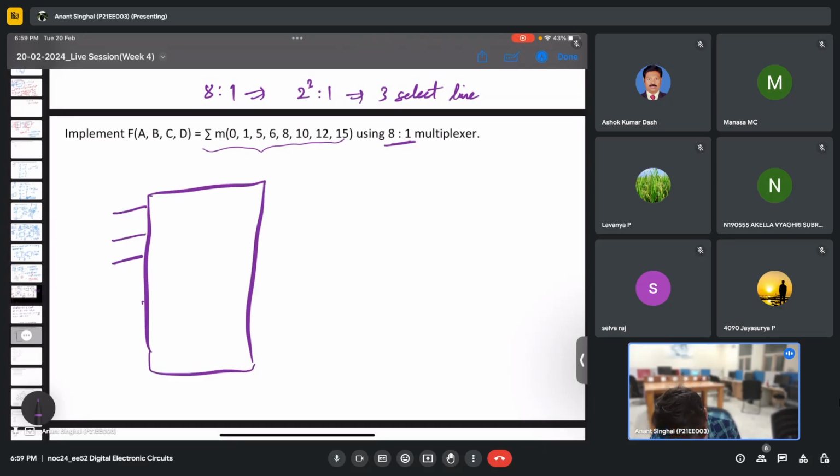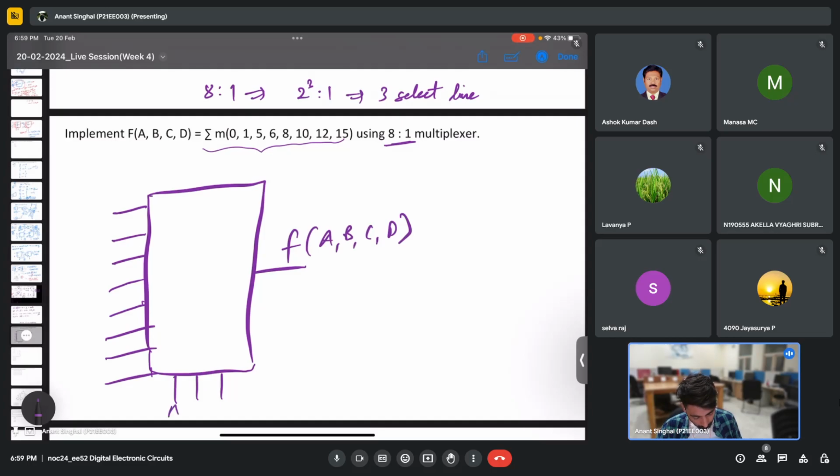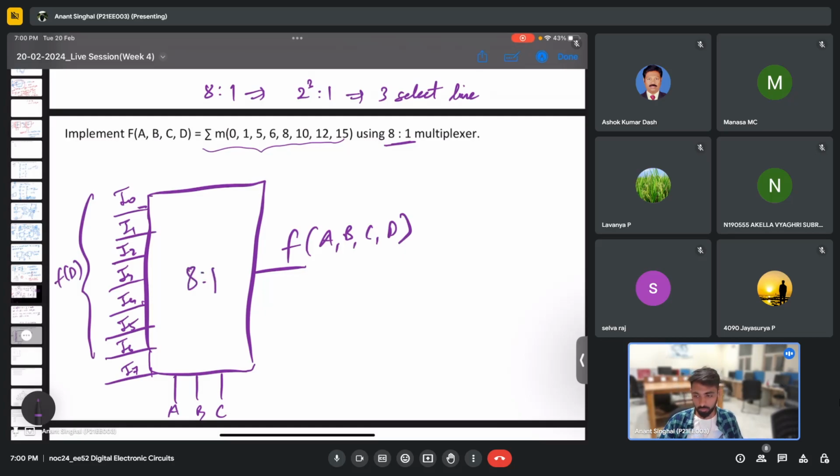So we have 1, 2, 3, 4, 5, 6, 7, 8. We will have 3 select lines and we will have a final F. I'm taking it as A, B, C, D. So let's say I'm taking A, B, C as select lines. So this will be I0, I1, I2, and you need to compute all these values, which will be basically a function of D, as we all know that only D is left. So quickly let me know these values. This is very easy. So maybe you can take 2-3 minutes and let me know what answer you're getting.